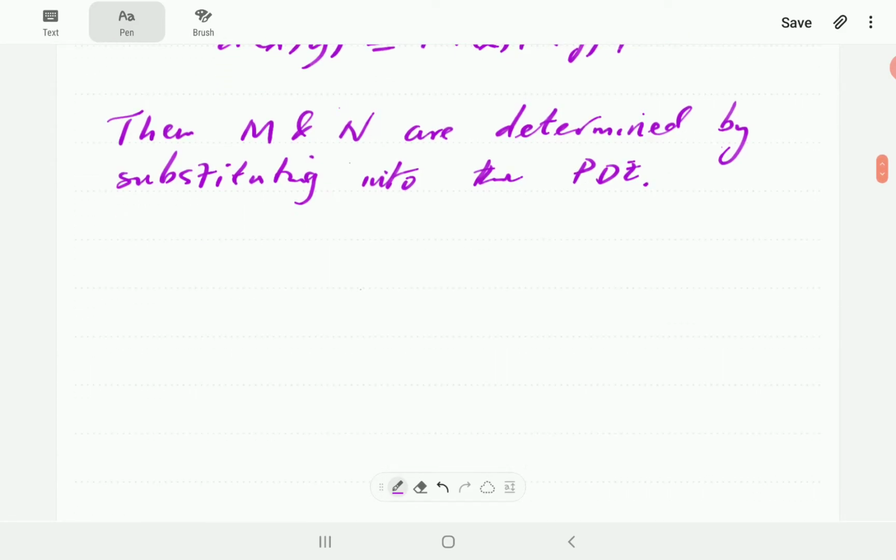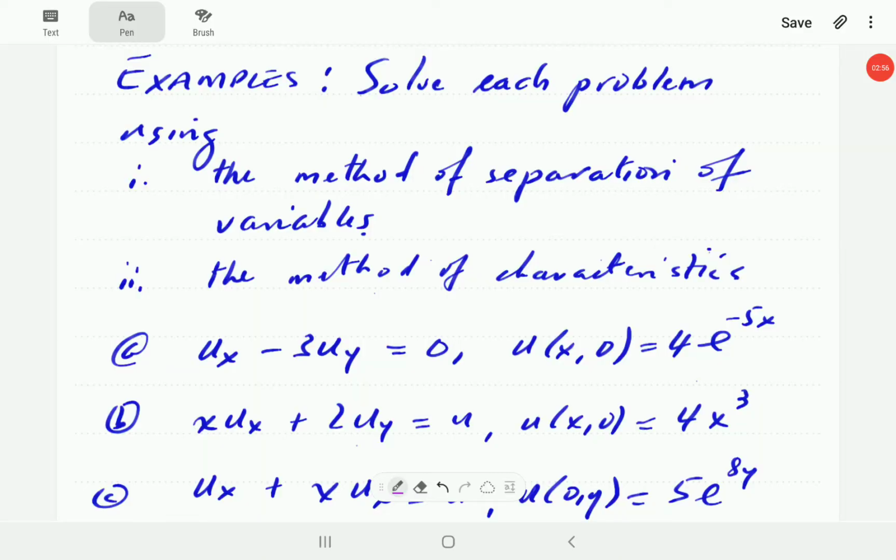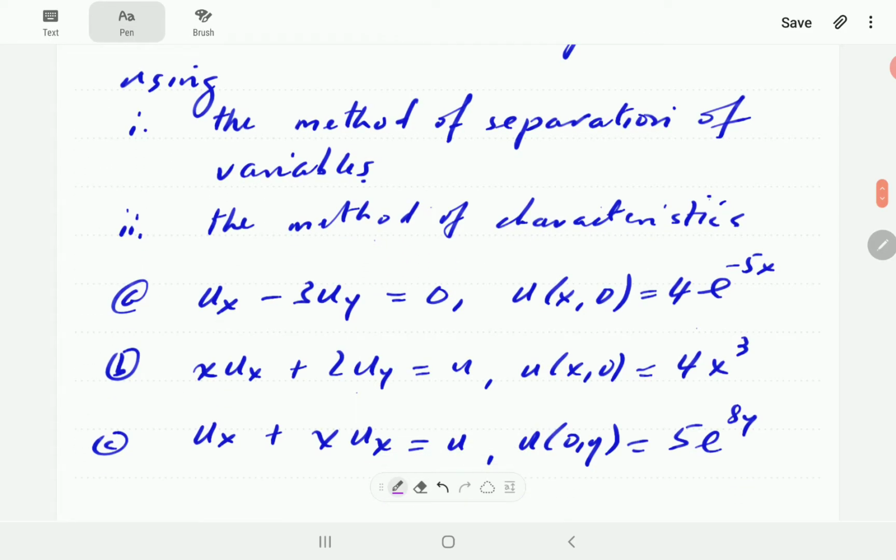Our examples are going to involve linear PDEs with some Cauchy data. In these examples we want to solve each problem, first using the method of separation of variables, and then using the method of characteristics. You might want to check our video on the method of characteristics for solving quasi-linear PDEs if you're not up to speed with this method. Here we're going to be focusing on this one. We're going to work through it quickly because we've already covered it before.